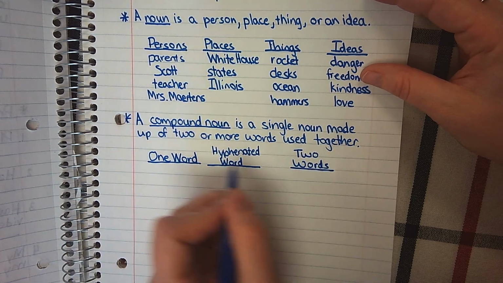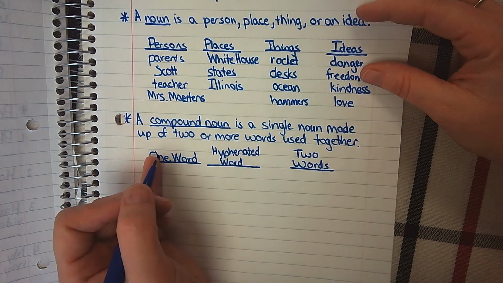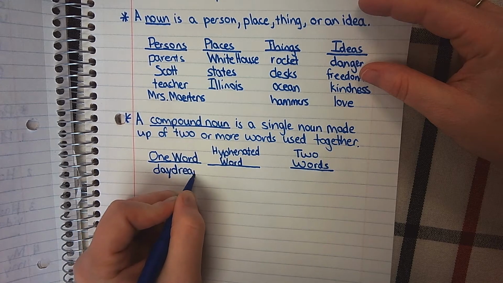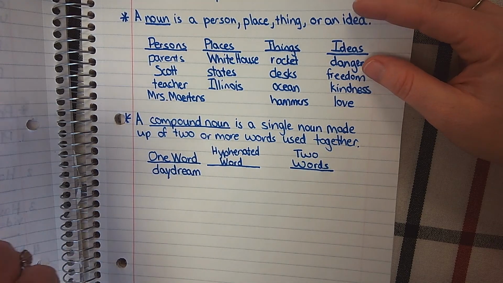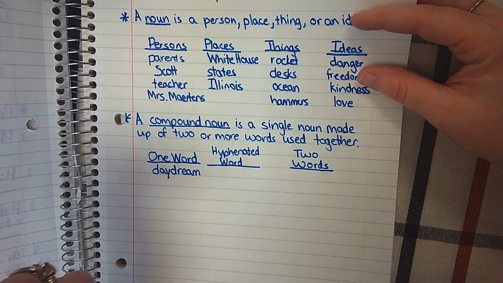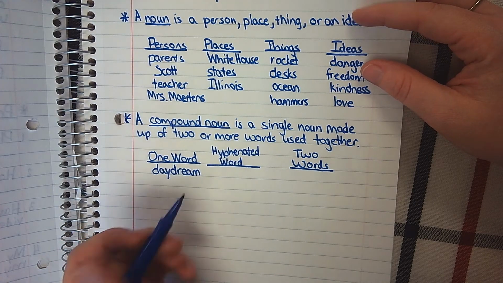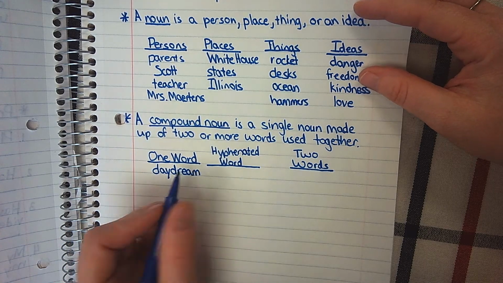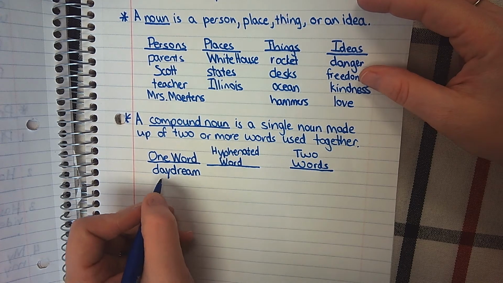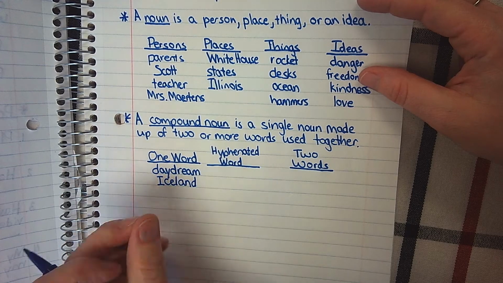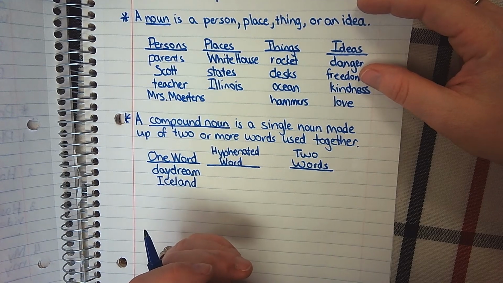Okay, here's some examples of some compound nouns. For the one word, we could have something like daydream. A daydream is when you're just imagining something that's not really going on. You're not paying attention to what's happening in the moment that you're actually in. But we use 2 words to make that one idea, daydream. Another one would be like Iceland, which is actually a place. We're using the words ice and land, squishing them together and making one word. So it's a compound noun.